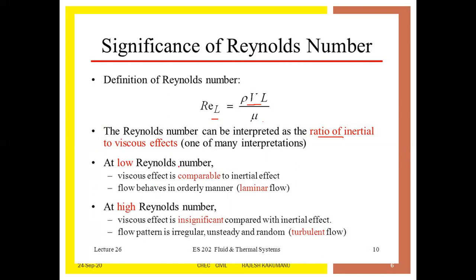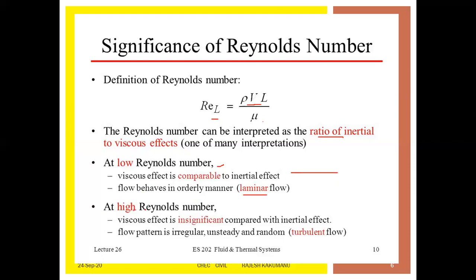At low Reynolds number, what happens? The viscous effect is comparable to the inertial effect, and the flow behaves in the order of laminar flow. So at low Reynolds number, the flow of fluid will be of the laminar type.